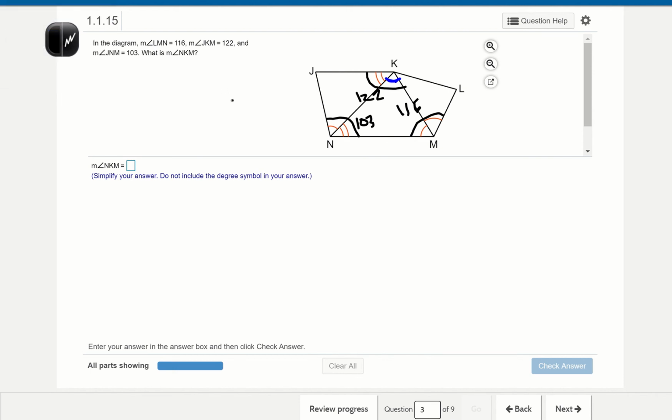If we look at this first clue, we know that these two angles are congruent. We know that this orange angle and this other one are congruent, that they're the same. Let me go ahead and erase that real quick.